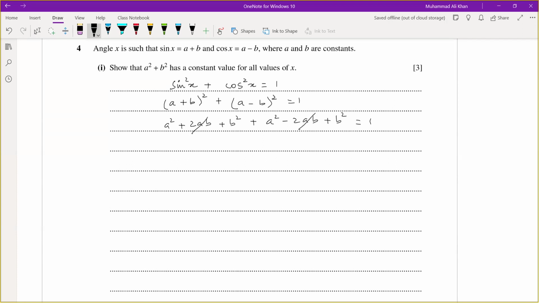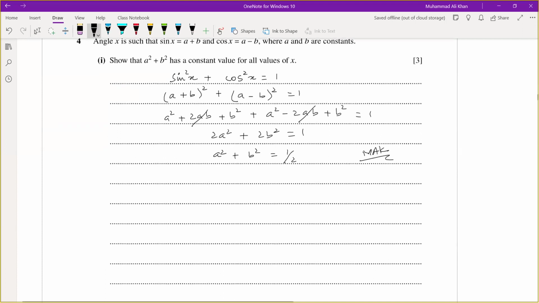2ab and minus 2ab cancel out. A square, 2a square. B square, 2b square equals to 1. 2 common, therefore a square plus b square equals to 1 upon 2, which proves that the value of a squared plus b squared is a constant value.